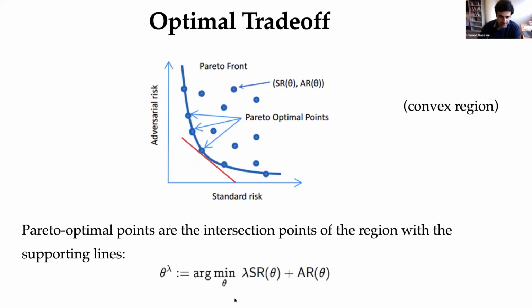Essentially, we minimize this objective that you see at the bottom of the page, for lambda varying from 0 to infinity. So as we vary lambda from 0 to plus infinity, we essentially sweep the Pareto boundary of this region.